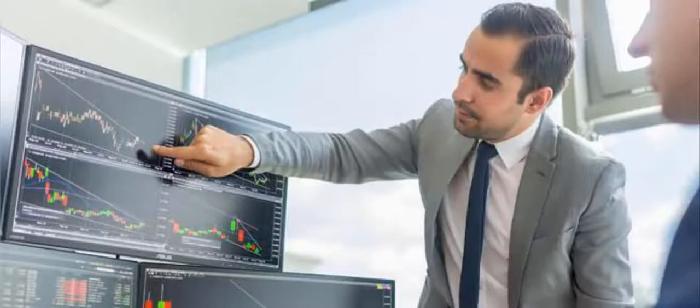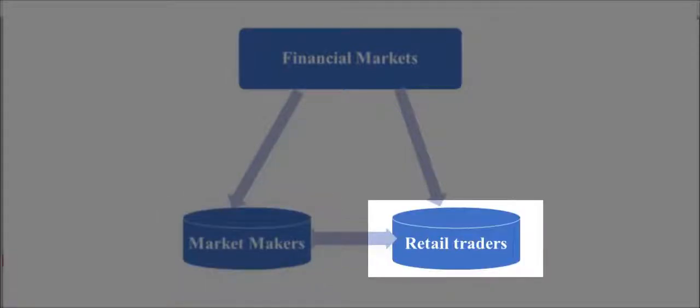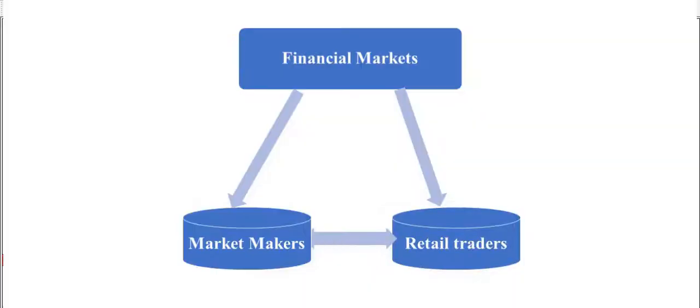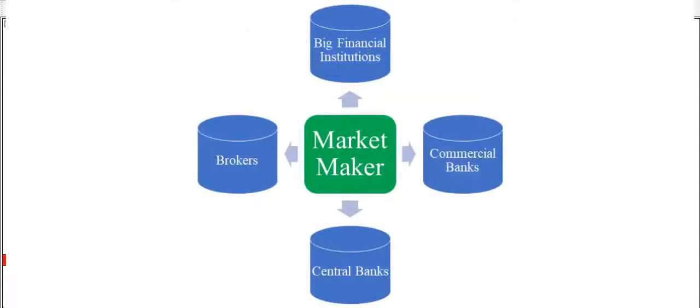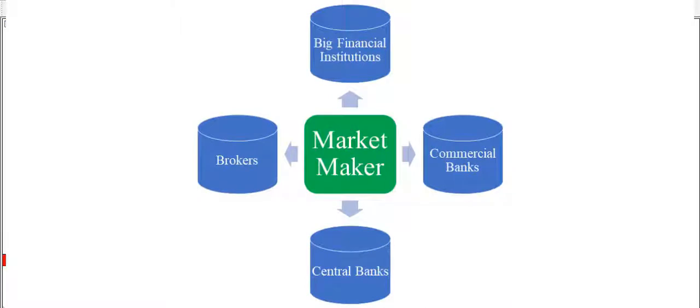Financial markets are composed of two players, market makers and retail traders. Unfortunately, market makers have more chances to make money in the market. Market makers are commercial banks, central banks, hedge funds, brokers, and big financial institutions. Market makers employ the best technical analysts, price action analysts, mathematicians. They have the best trading tools and algorithms, and they trade millions of dollars every single day. So they have the power to manipulate and control the market.